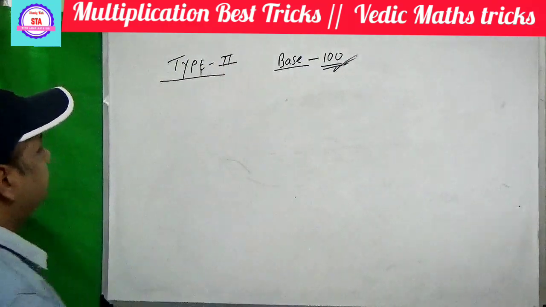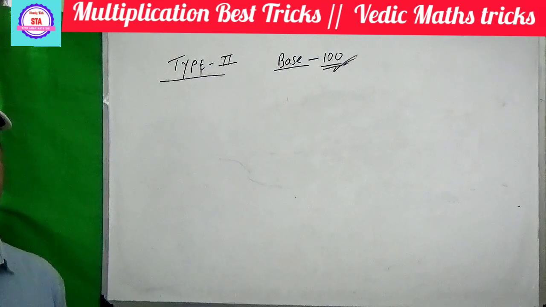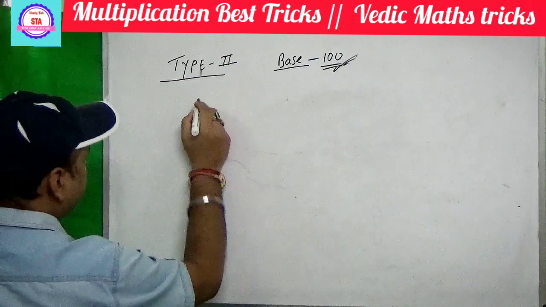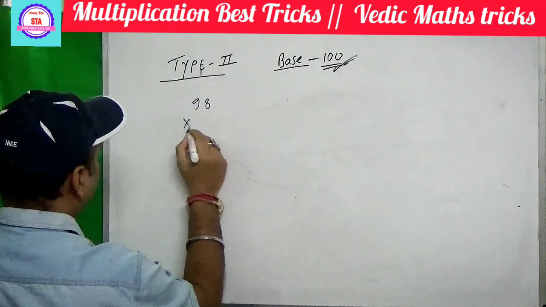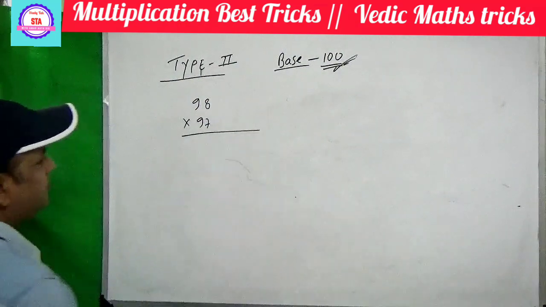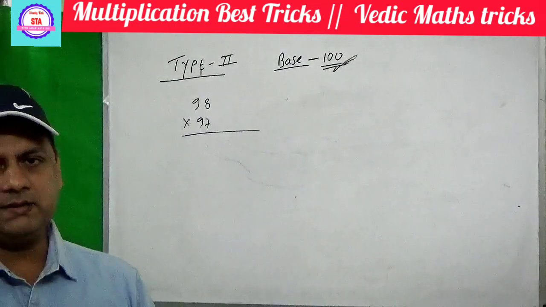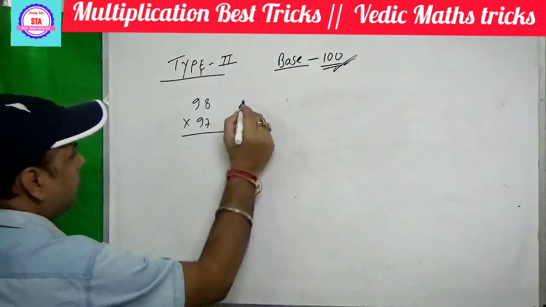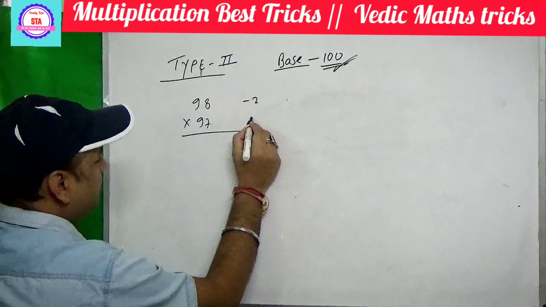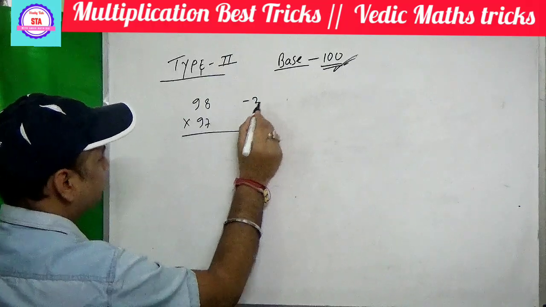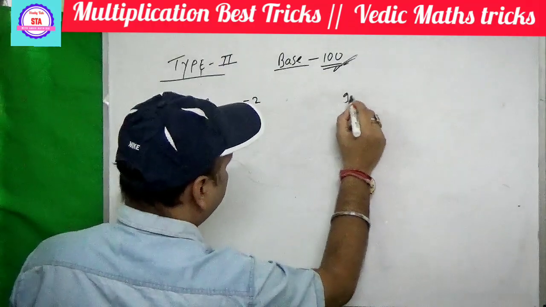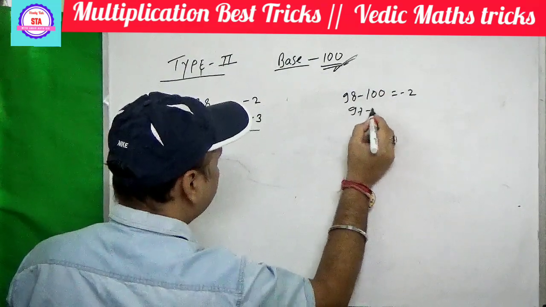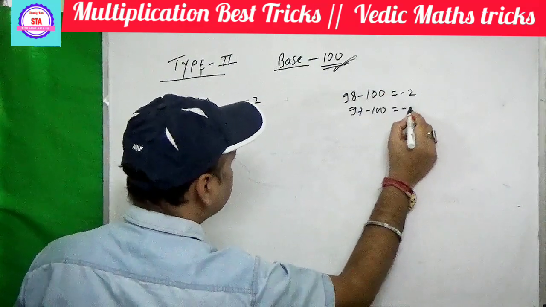Second type. Base is 100. Both the numbers are less than 100. Suppose 98 multiplied by 97. 98 minus 100, that is minus 2, and 97 minus 100, that is minus 3. Write down 98 minus 100, that is minus 2, and 97 minus 100, that is minus 3.